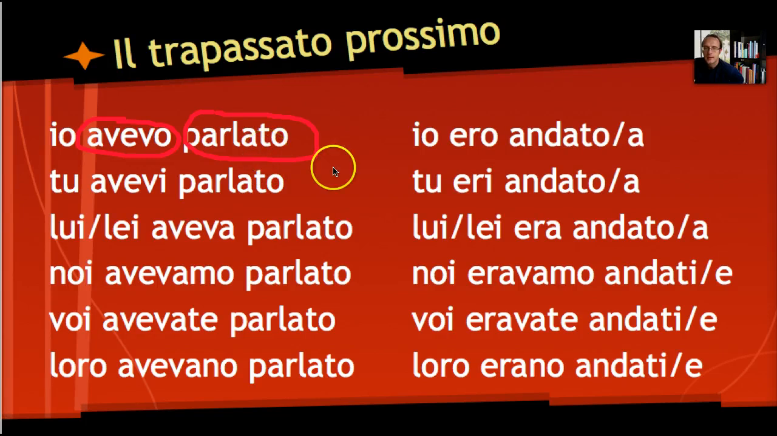in the form parlato. For verbs that use the essere verb in the compound tenses, we would have io ero, so the imperfect of essere plus the past participle andato or andata, because we will need to agree in gender and number with the subject, because we use essere as the auxiliary verb. So it behaves in the same way that the passato prossimo does.